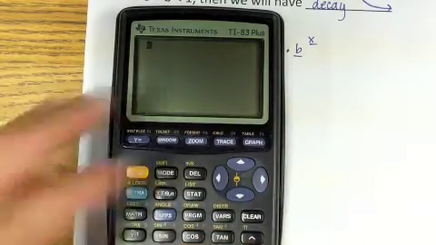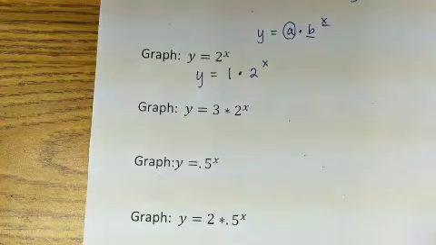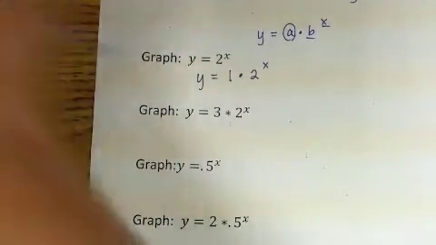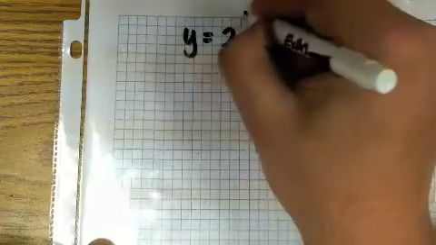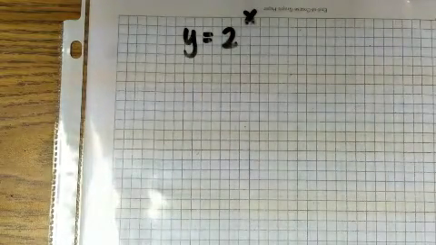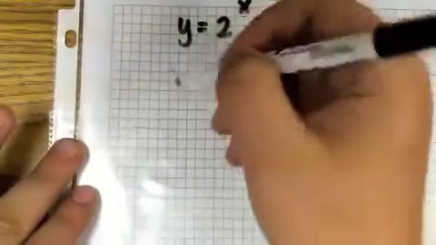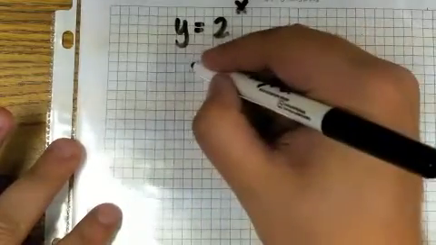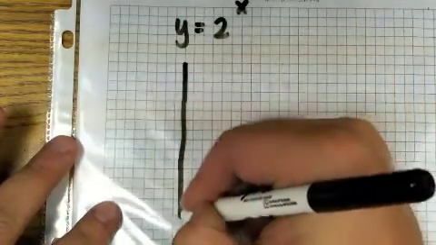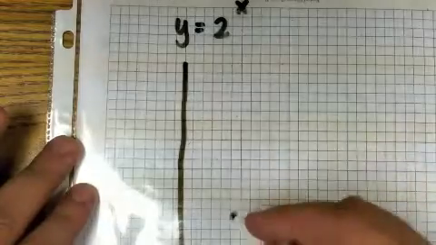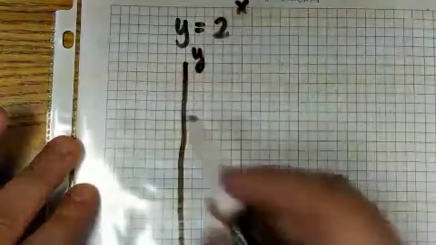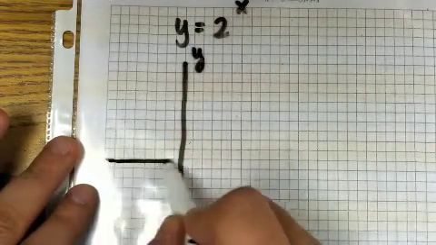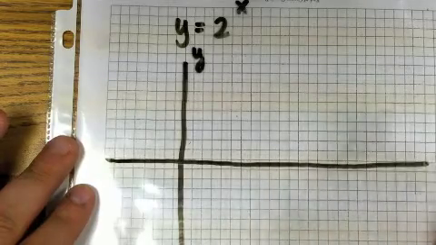Okay, so first one we're going to graph is y equals 2 to the x. Okay, so y equals 2 raised to the x. All right, so I'm just going to set up my axis here for a moment. We'll just put it here. This will be my y-axis. And this will be my x-axis.